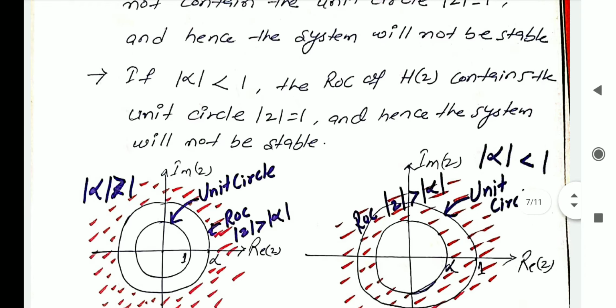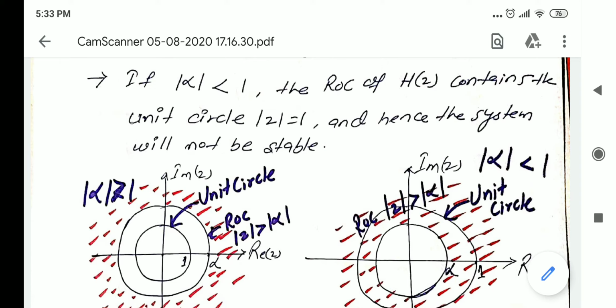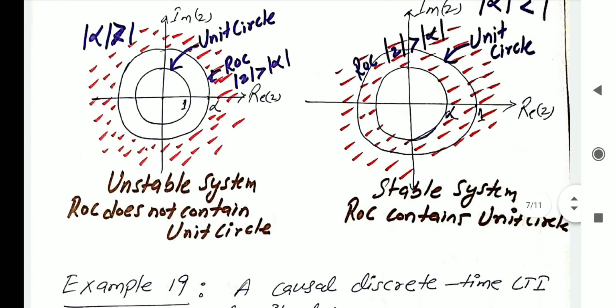So students, just make the correction here. This will be a stable system. The second case will be a stable system. Here by mistake I have written it as not stable. Just make the correction.